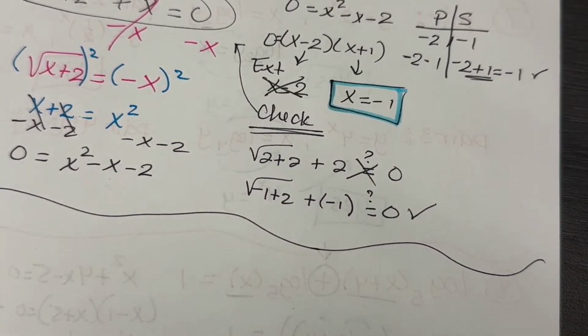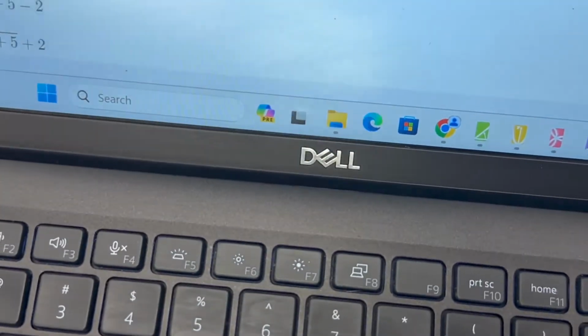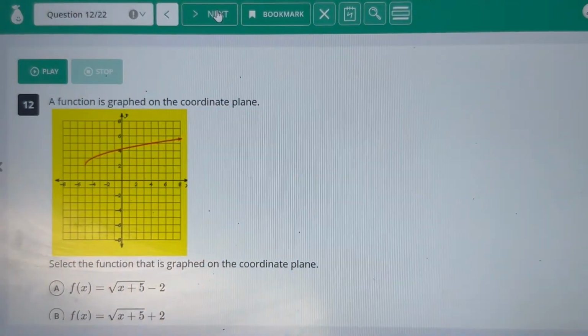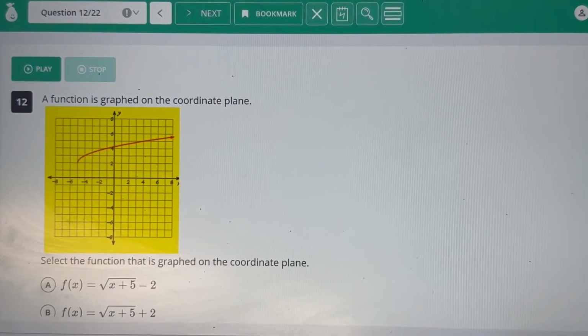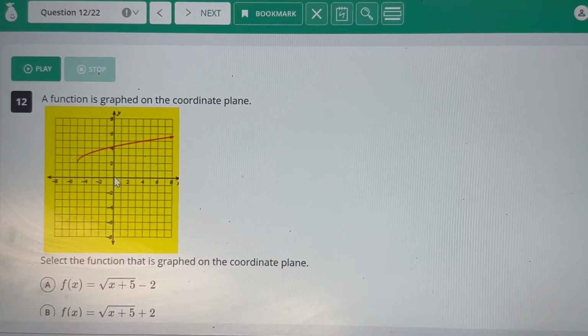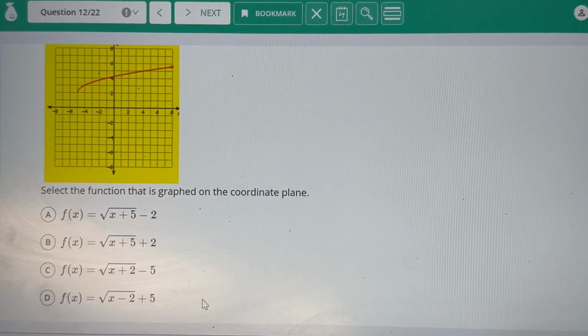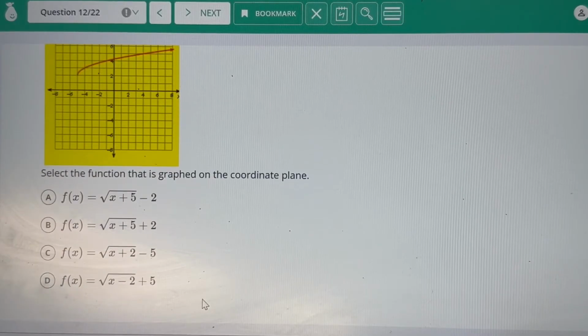Number 12. Number 12, on this one, we don't really need to write much down. I'll show you what I do want you to write down though. So for number 12, it says a function is graphed on the coordinate plane. Select the function that is graphed on the coordinate plane. Well, all parent functions start at 0, 0. So this one was shifted to the left 5 and up 2. So I need to see a plus 5 and a plus 2, because remember, plus with the x means left. Plus on the outside after the x means up. So left 5, up 2, B is it, okay?